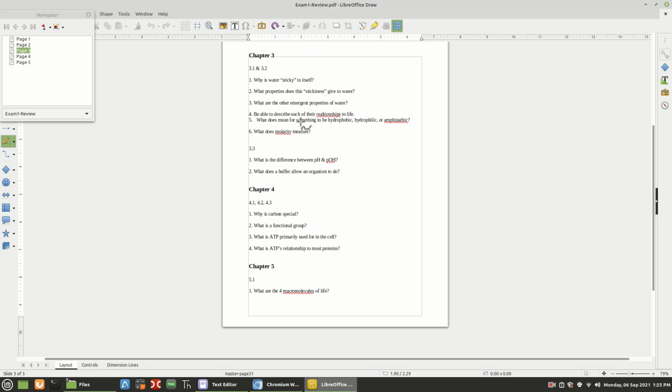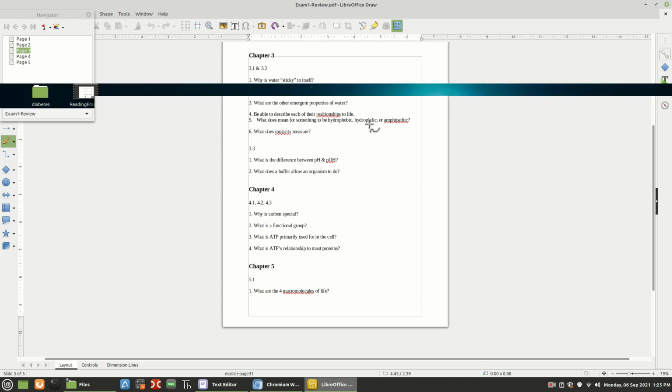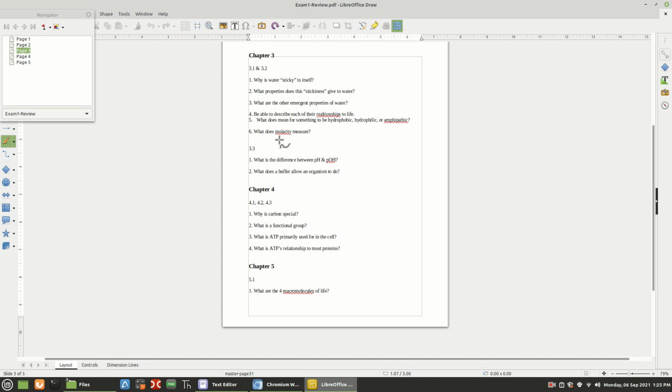How is water related to life? You also need to go and find out the difference between hydrophobic, hydrophilic, and amphipathic. That is pronounced amphipathic. You need to know what those three terms mean, and how they're related to lipids. You'll find that they are related to lipids.